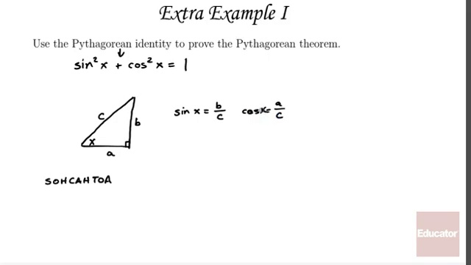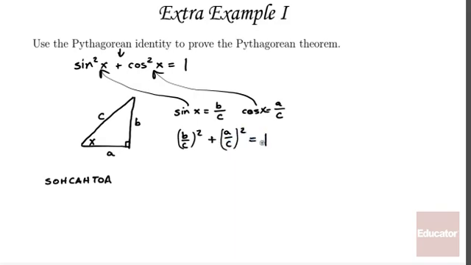So I'm going to plug those into the Pythagorean identity, because remember, we're allowed to use the Pythagorean identity here. So that says that sine squared x plus cosine squared x equals 1. If I plug those in, I get b over c squared plus a over c squared is equal to 1. And now I'm just going to do a little bit of algebraic manipulation. b squared over c squared plus a squared over c squared is equal to 1.